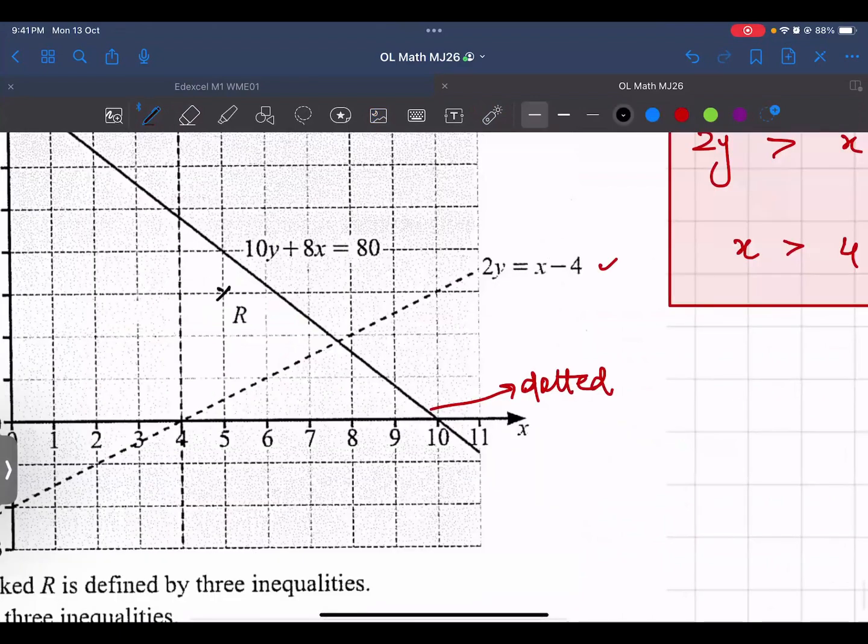This is a coordinate that you can find. This is a coordinate that you can find. These are coordinates with integer values that you can find. This also, and this also.